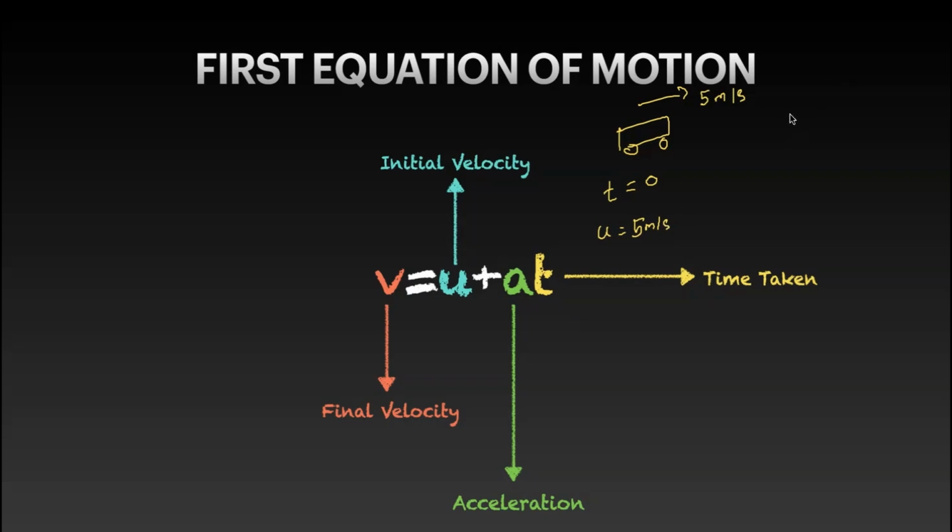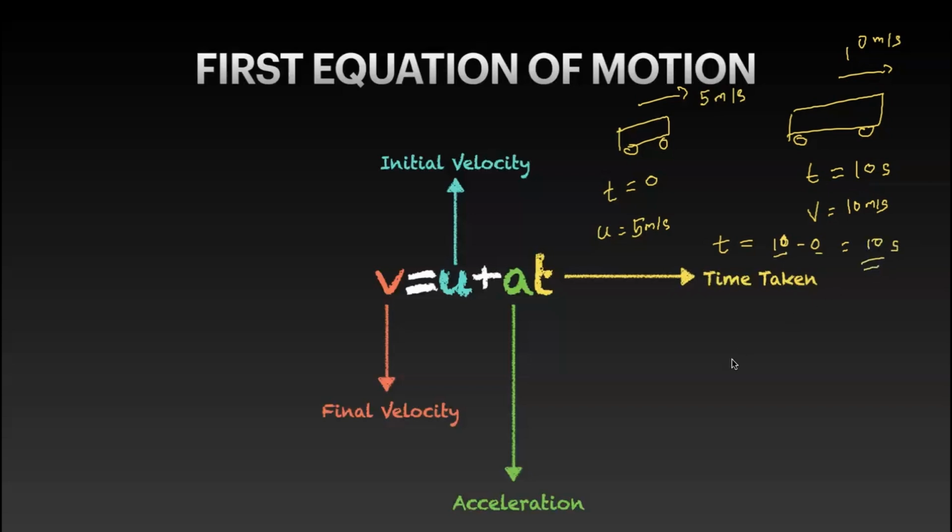Now after some time you have stopped taking the reading. Assume after 10 seconds you have stopped taking the reading. What is the velocity of this car? Assume it is 10 meter per second. So final velocity is 10 meter per second. So what is time taken? You started taking the reading at t is equal to 0, and you stopped taking the reading at t is equal to 10. So what is the total time taken? 10 minus 0, which is 10 seconds.